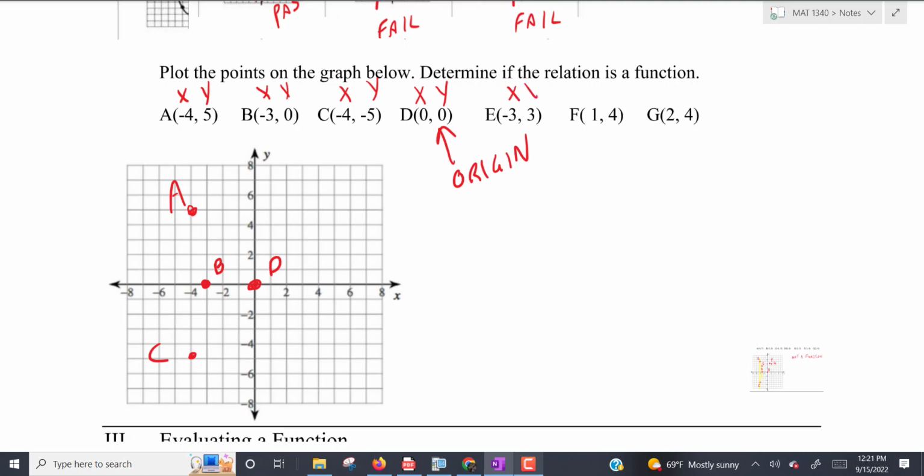Okay. And then -3, 3, this would mean we go left 3 and then up 3. So that would be where point E is. Point F would be right 1, up 4. And then G would be right 2, up 4 like that. Okay, so it's real simple.